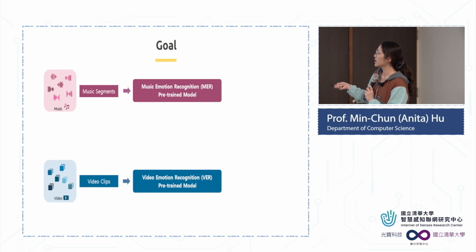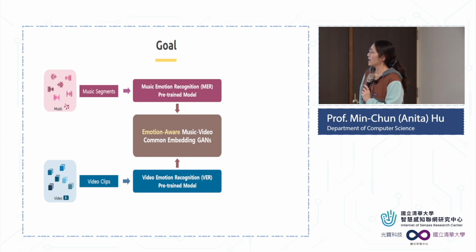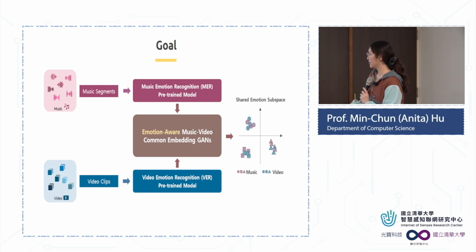And similarly, we can design another AI encoder to extract the video features to represent the emotion in the video. And the third subproblem is how to correlate the emotional feature in different data modality. Okay.